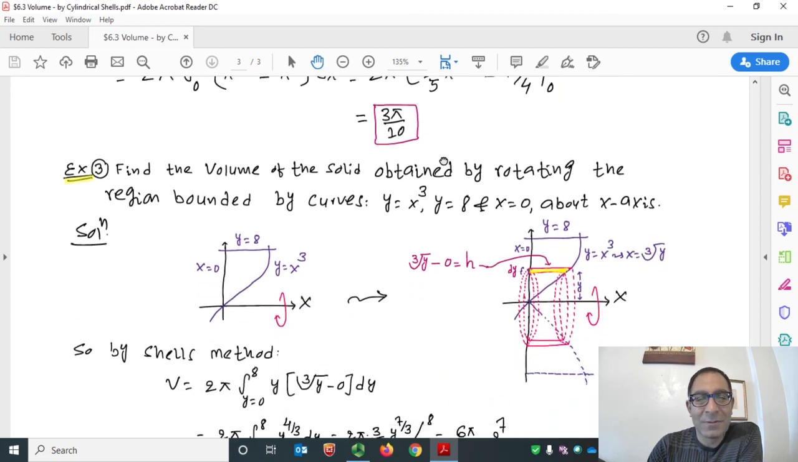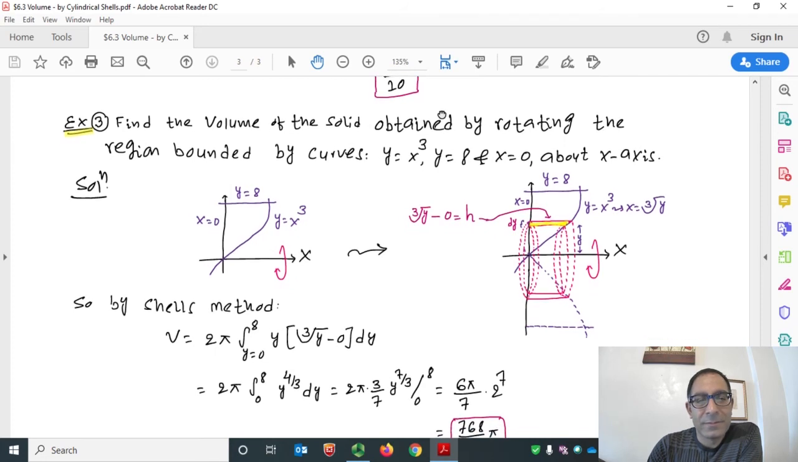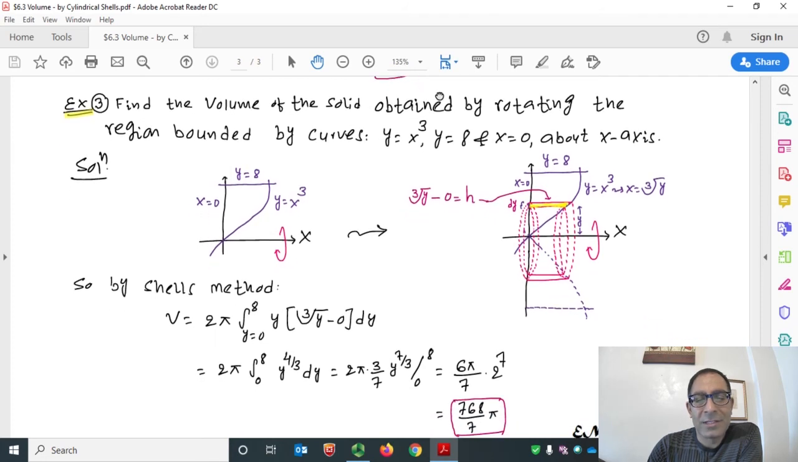Let's do another example. Example 3. Find the volume of the solid obtained by rotating the region bounded by the curves y equals x cubed, y equals 8, and x equals 0 about the x-axis. So let's begin the solution.